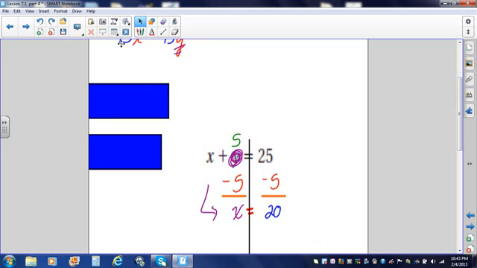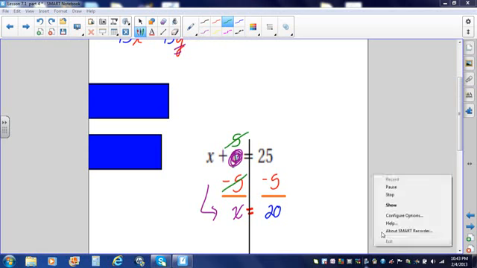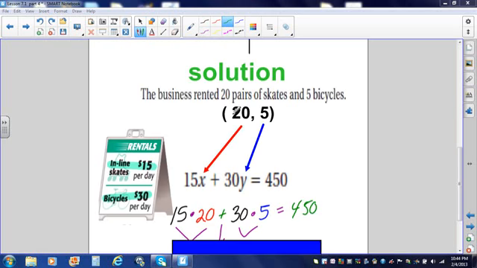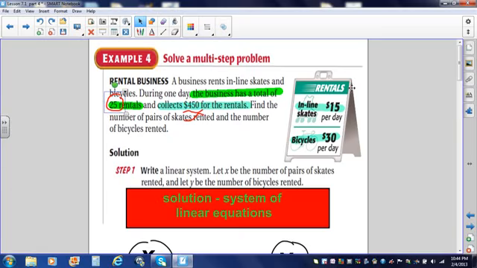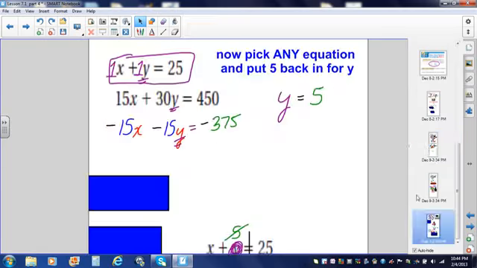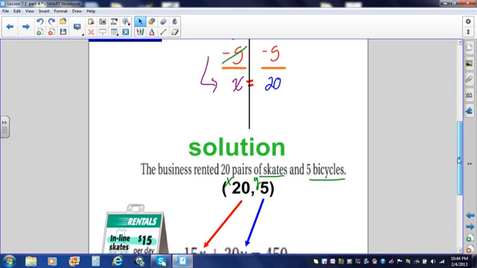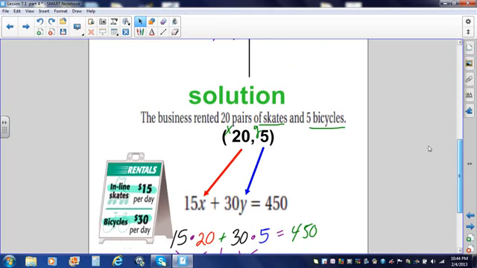Subtract 5 from both sides. That gives me an answer of x equals 20. So we found that x, or the skates, is 20, and the y, or the bikes, is 5. 20 plus 5 gives me 25. Remember back at the beginning of the problem, they told you that they had 25 rentals. So that part checks.